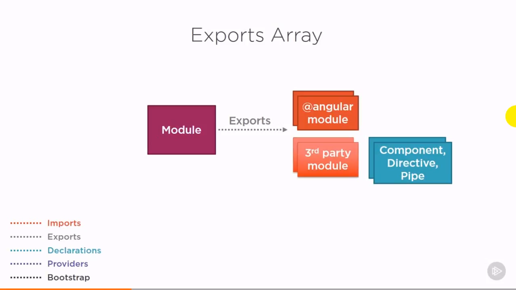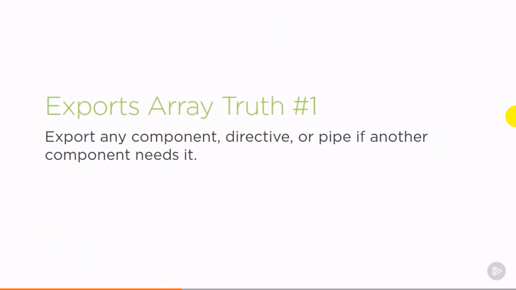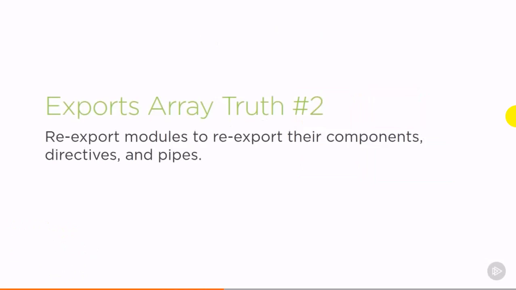Material Design is a set of high-quality user interface components, including buttons and dialogues. And we can re-export our own modules. Here are some things to keep in mind when using the exports array. Export any component, directive, or pipe if another component needs it. A module can export any of its declared components, directives, or pipes.